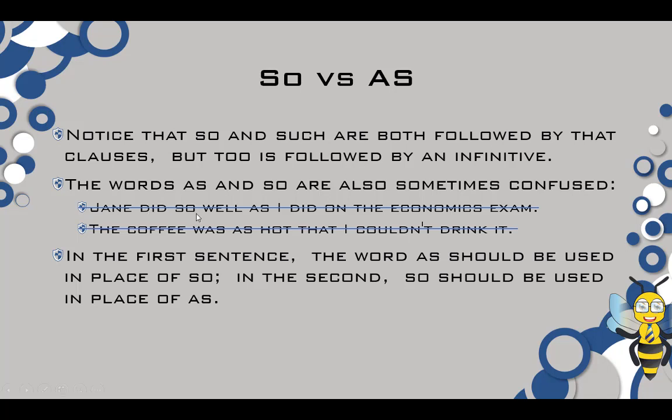Okay, so it means, in the first sentence, I should say something like, Jane did as well as I did on the economics exam, instead of "so well as." And in the second example, "the coffee was as hot that I couldn't drink it," we should use so: the coffee was so hot that I couldn't drink it.